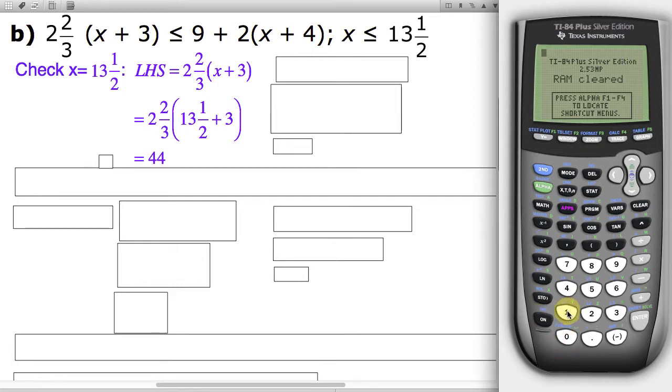So if I want to do 13.5, I could easily do 13.5, but I can also do this. So the 2 2/3 is 2 plus 2 divided by 3. That's 2 2/3. And I want to multiply by, in brackets, 13.5, so 13 plus 1 divided by 2. And now I'm adding 3 to that. And when I calculate, you can see I get 44.